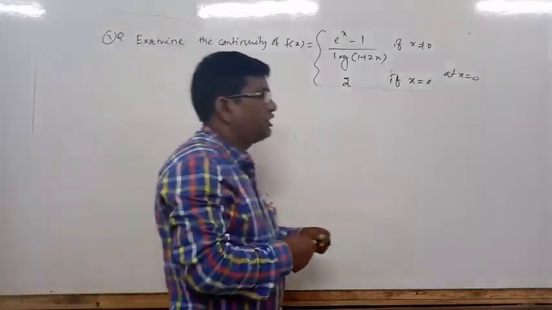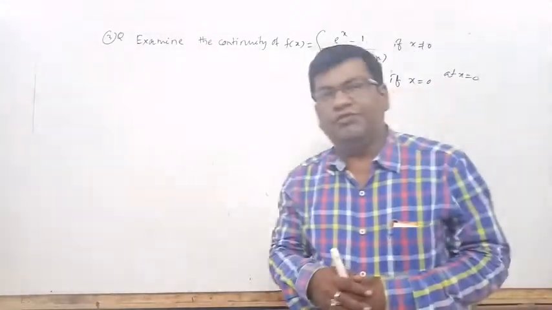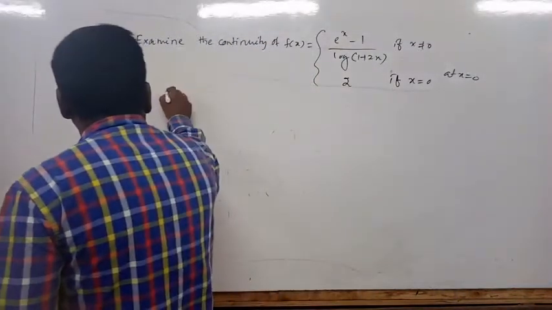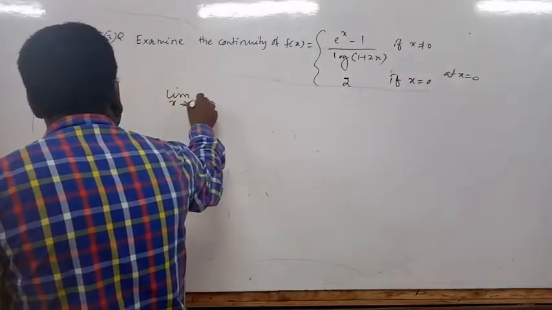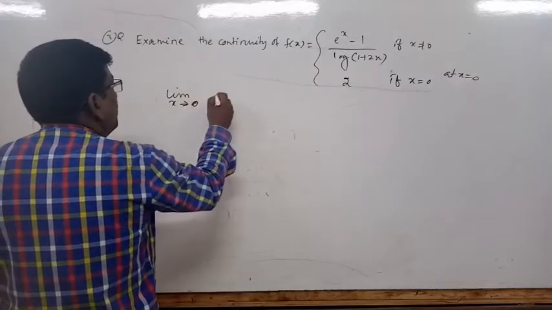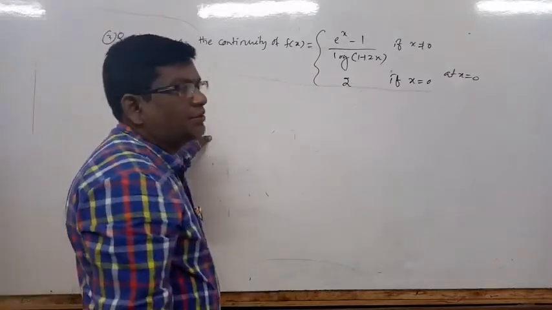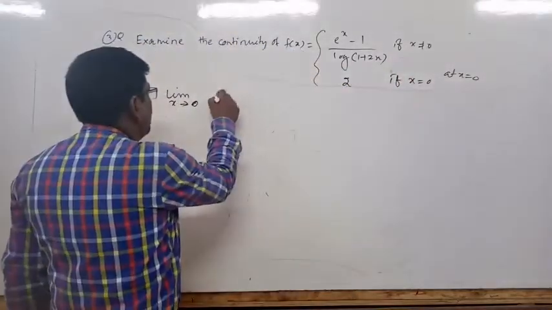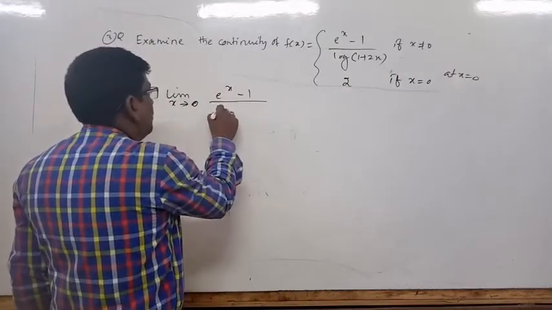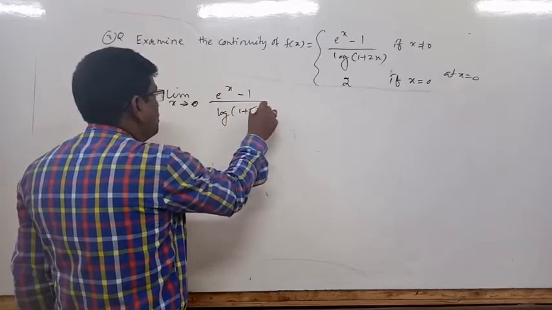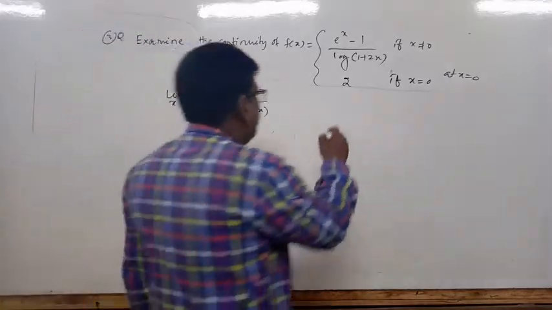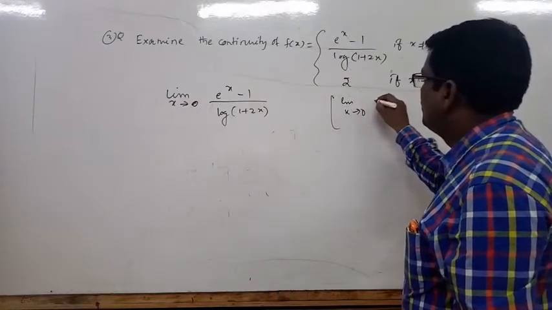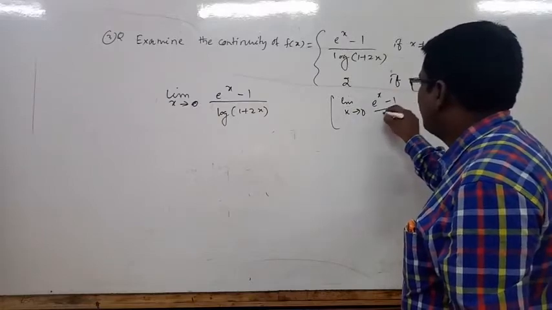Here also we can find the direct limit without taking left hand limit and right hand limit. Now limiting value. Limit x tends to 0 f of x. X tends to 0 means maybe less, maybe greater, so that is x not equal to 0. Here e to x minus 1 by log 1 plus 2x. So by formula we know limit x tends to 0 e to x minus 1 by x is equal to 1.